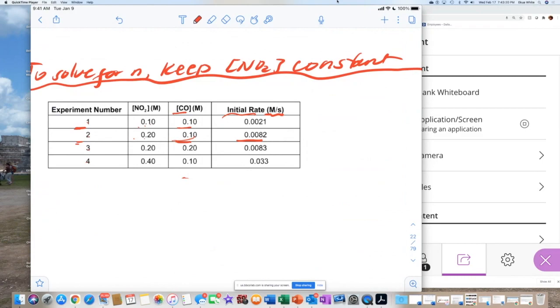We're going to be looking at an experiment this time in which NO2 is kept constant, right? You probably can figure that out.